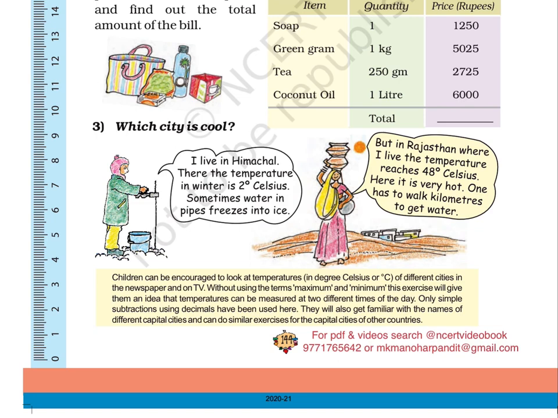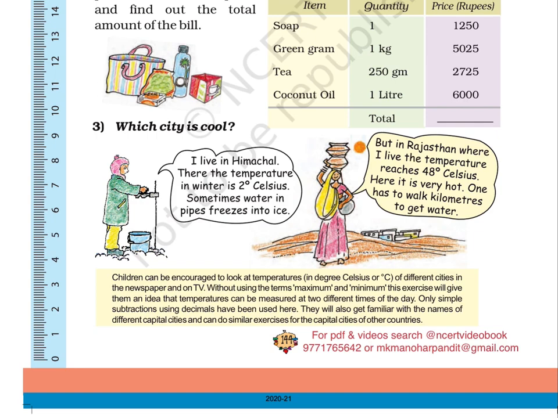The man says, I live in Himachal. There the temperature in winter is 2 degrees Celsius. Sometimes water in pipes freezes into ice. And we can see the man standing with a bucket but is unable to fill it because the water has frozen into ice. The woman tells us, but in Rajasthan, where I live, the temperature reaches 48 degrees Celsius. Here it is very hot. One has to walk kilometers to get water.